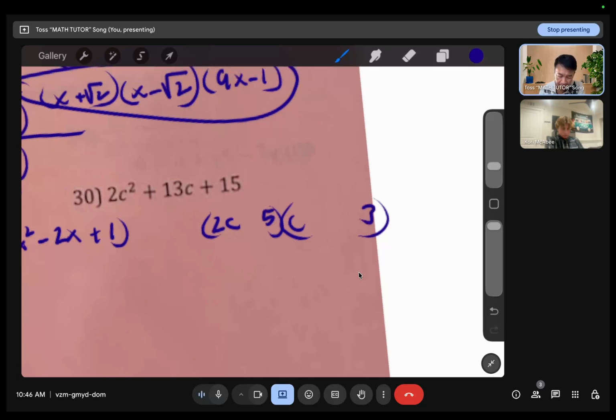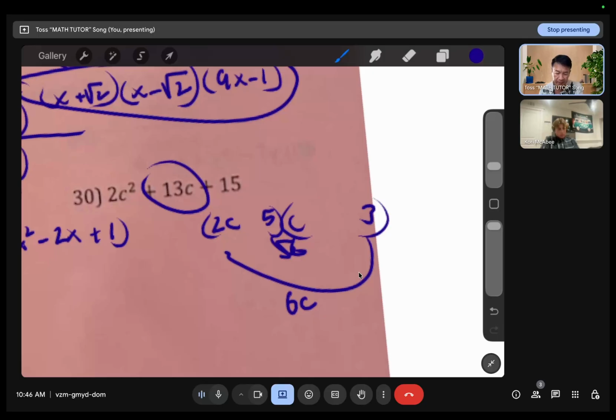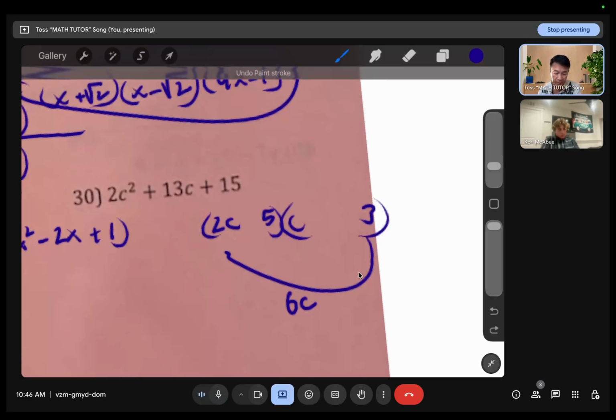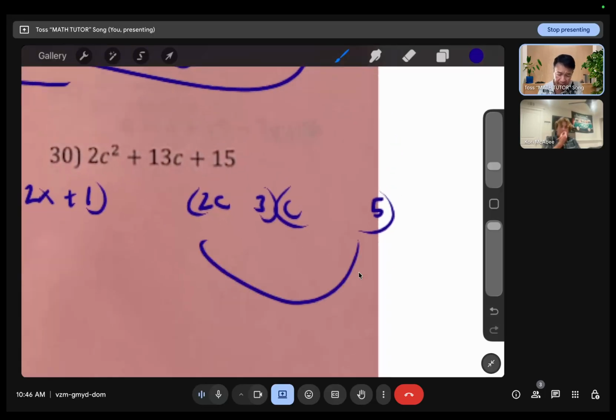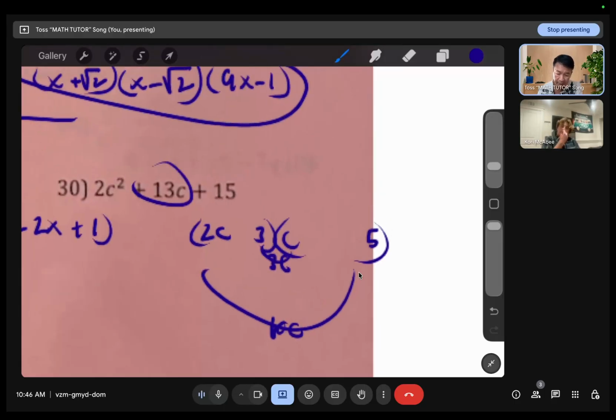So if I test it, I get a 6c and I get a 5c, the outer and inner. If I combine, I'm not getting 13c. I'm getting 11c at most. If I subtract, I'll get 1c or negative c. So that means I have to flip. I'm going to have to change this to be a 5 and this to be a 3 to give you 15. And then I'll check it again. I get a 10c and I get a 3c. So I can get a 13 now. You see that?